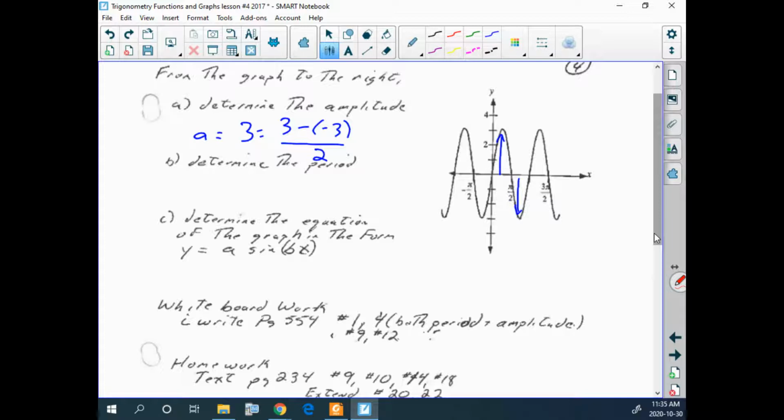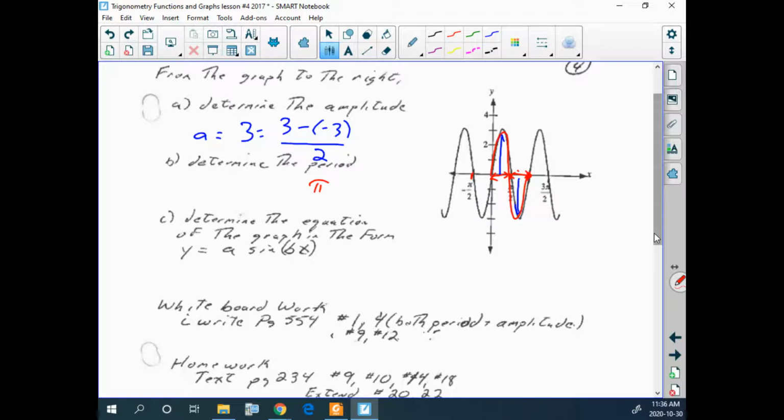For this one, how long does it take me to repeat? Okay, now it's a little hard to read. On this side, each of these boxes, which may or may not show up on yours, is pi over 2 units. So this is pi over 2, and then this is pi over 2. So it takes me pi units to repeat.